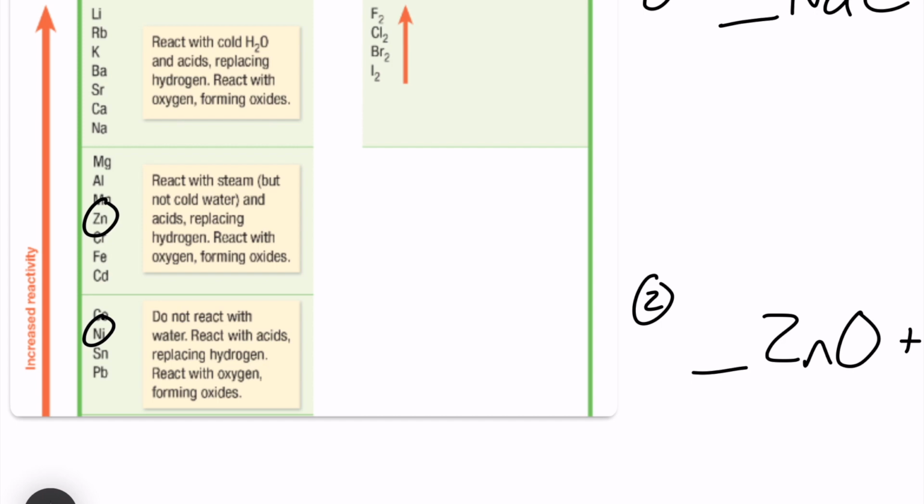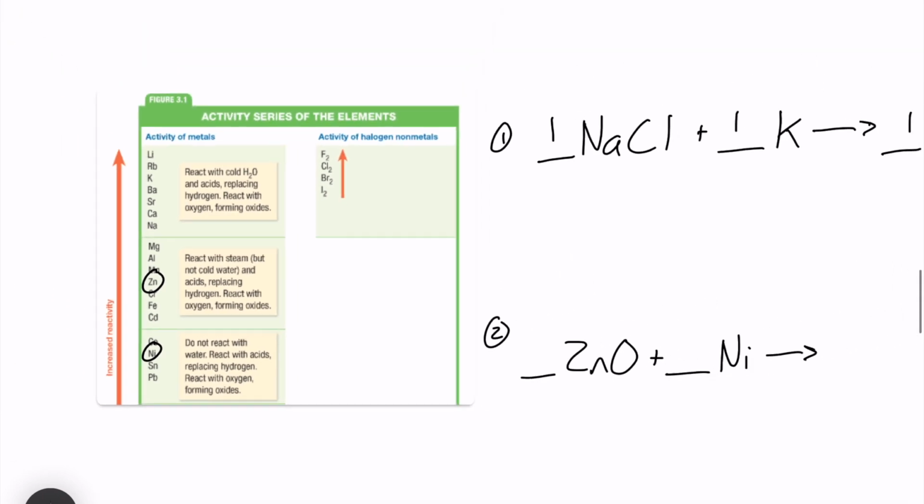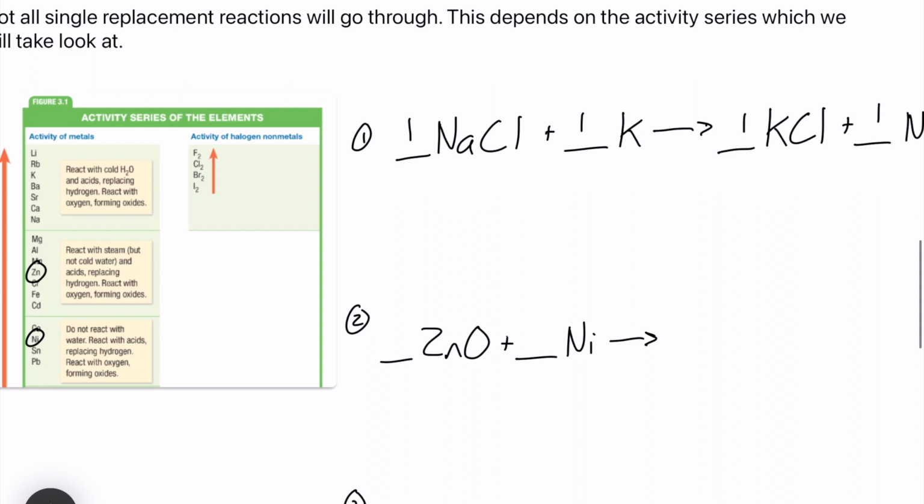So since nickel is trying to replace zinc, but it's lower on our activity series, this reaction will not go through, okay? So I'm going to write no reaction for zinc oxide and nickel since nickel is lower on the list than zinc. Let's move on to number 3.